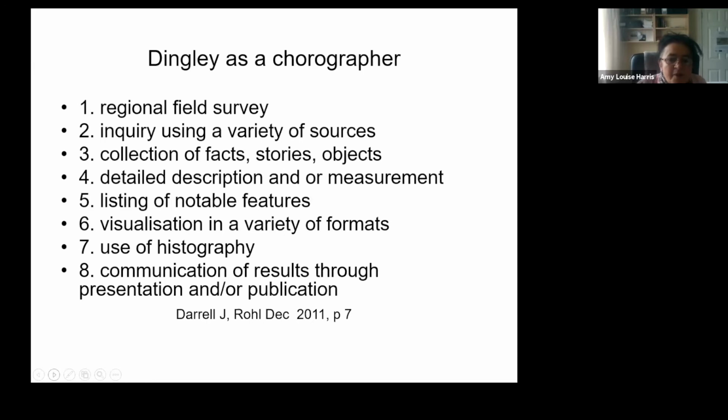And to perhaps put it into a better context, it is a regional field survey, an inquiry using a variety of sources: collection of facts, stories, objects, detailed description and/or measurement, listing of notable features, visualization in a variety of formats, use of historiography, communication of results through presentation and/or publication. That is a synopsis of Dingley's manuscript. He encompasses all of these. So Dingley is a chorographer.